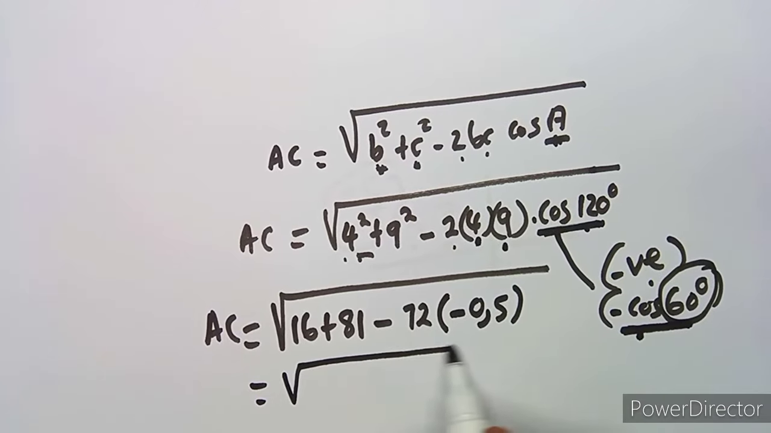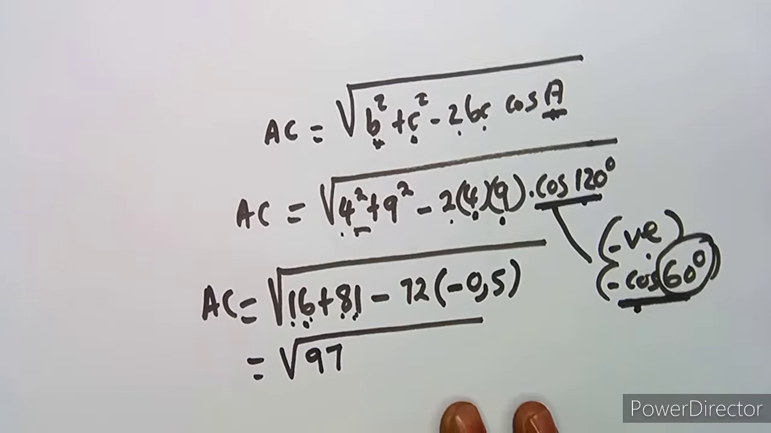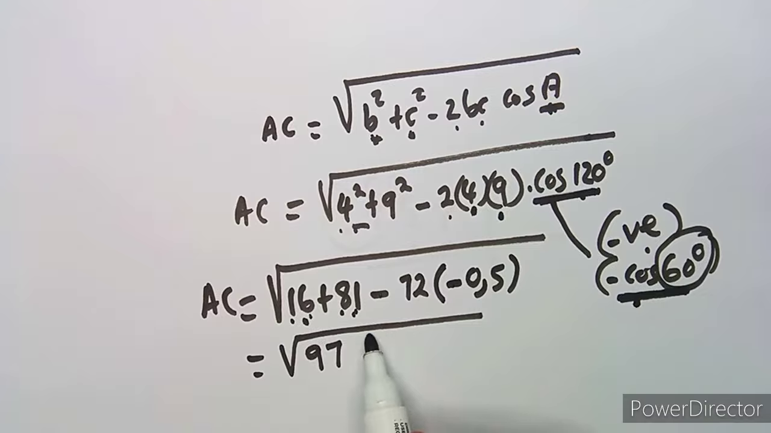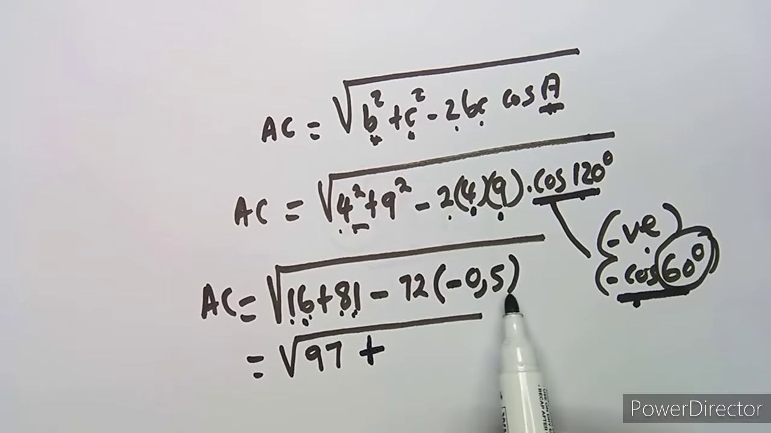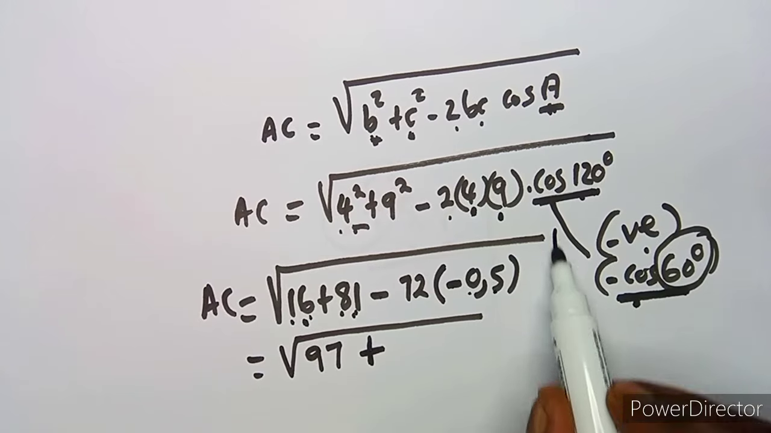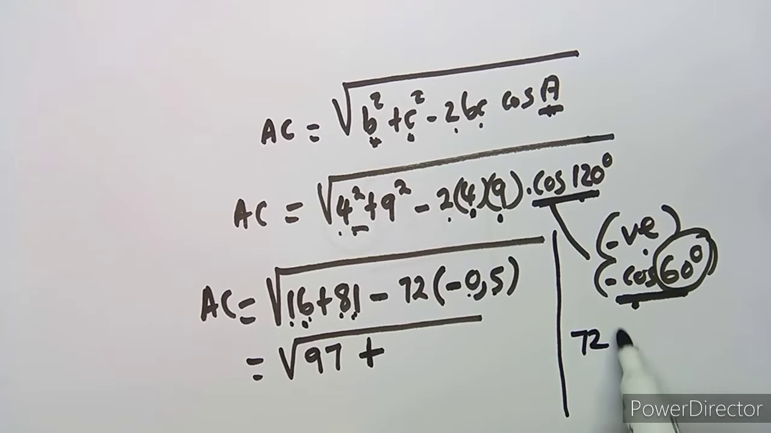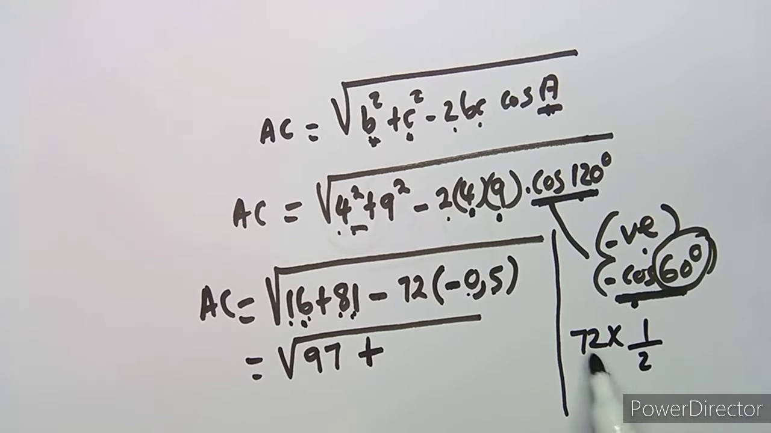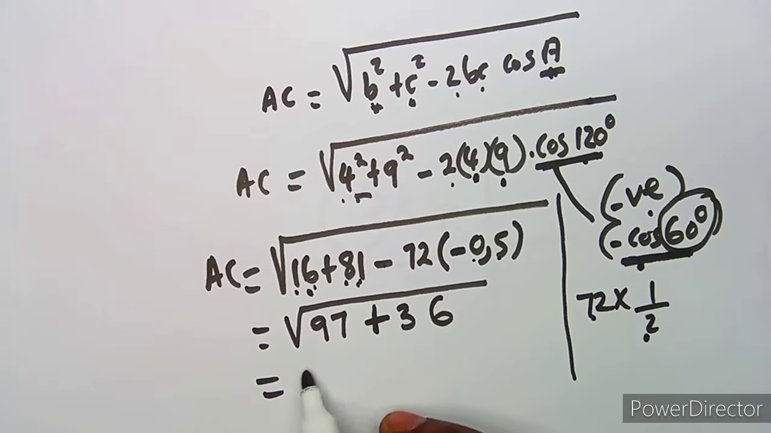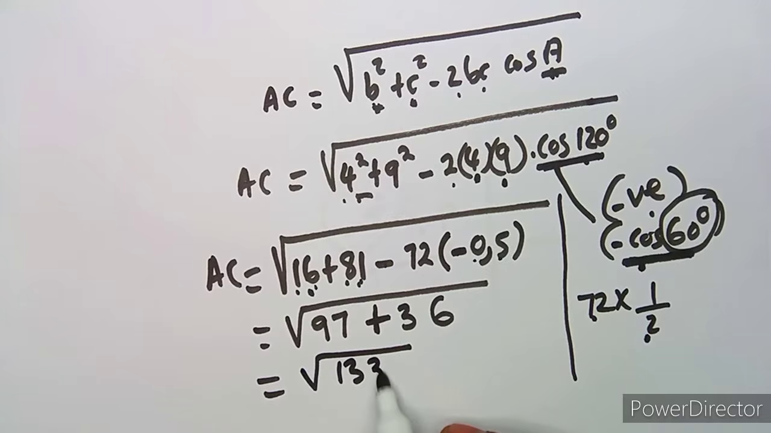So 0.5 guys is the same as half. Okay, so we are going to add 16 plus 81, which is 97, if I'm not mistaken. Then minus and minus, that's a plus. So like I was saying, 0.5 is the same as half. It means 72 times half, which is half of 72. And what is half of 72? It is 36. So we add these two, which is going to give us 133 if you add properly here.